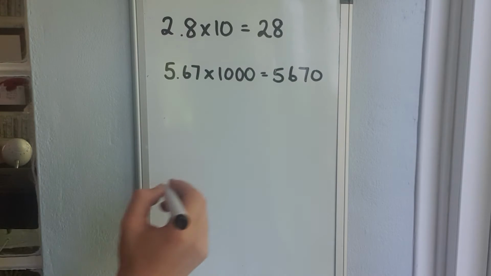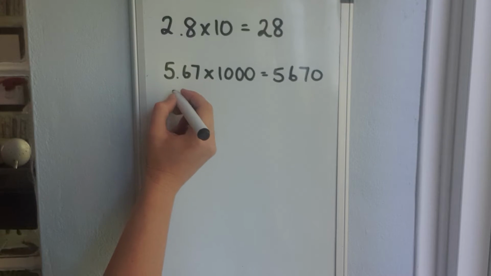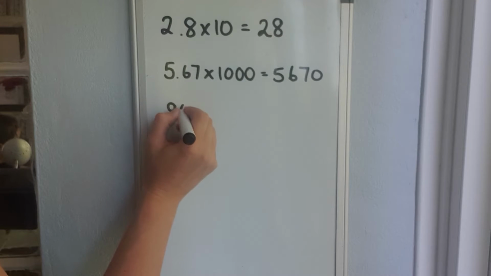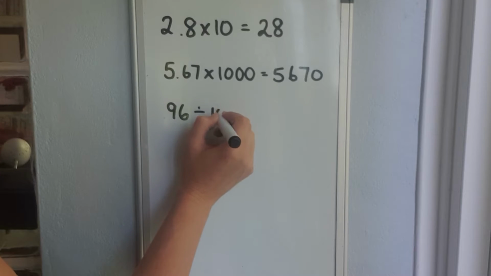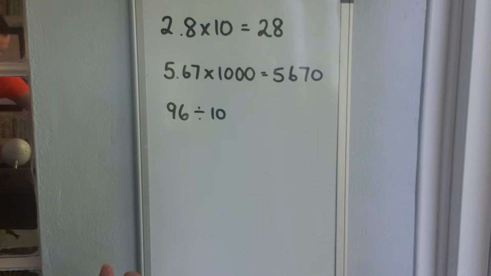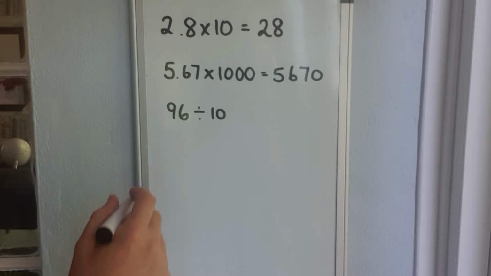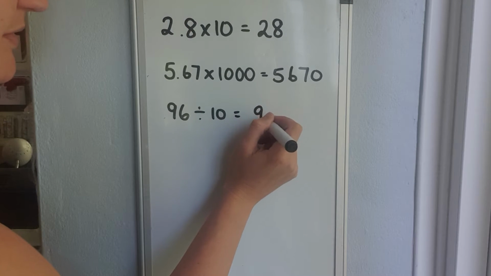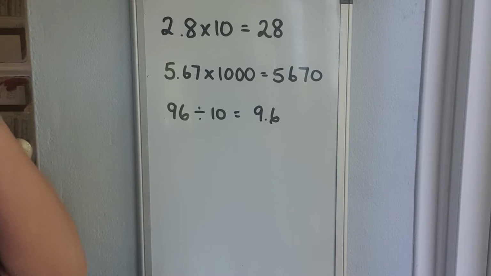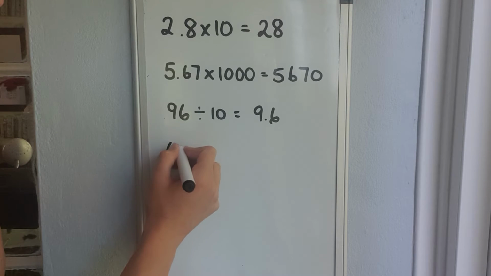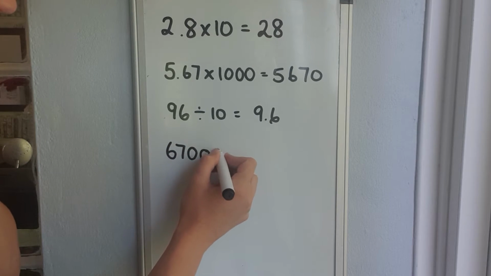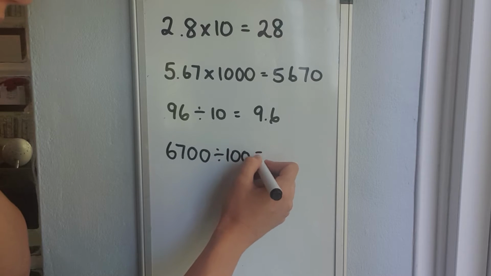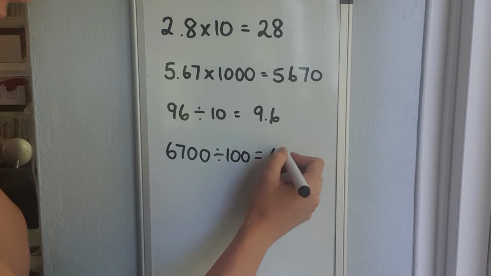5670. If I'm dividing by powers of 10, for example, if I had 96 divided by 10, again I'm looking at moving the place value, so that number would move one place to the right, and that would give me an answer of 9.6. And if I've got a question like 6700 divided by 100, I would move 2 places to the right, so that would just give me 67.